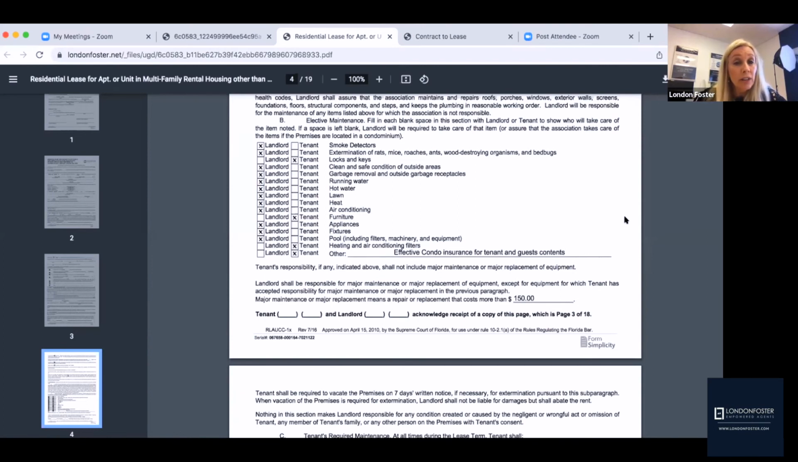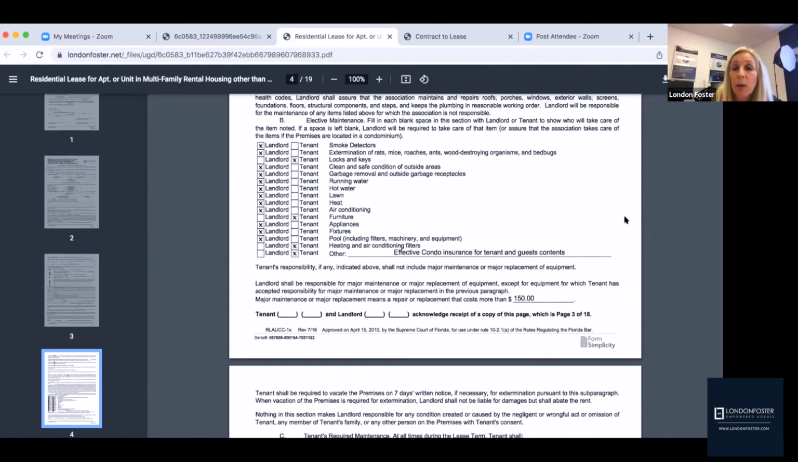However, if they lose those keys, the tenants are 100% responsible. If they lock themselves out, the tenant is 100% responsible. So make sure that this is on there, locks and keys. And this means after we get the keys at the beginning. Clean and safe exterior, landlord, because that's the building.